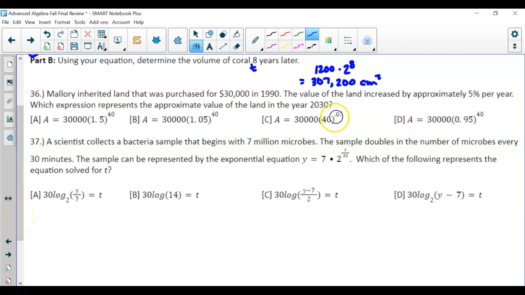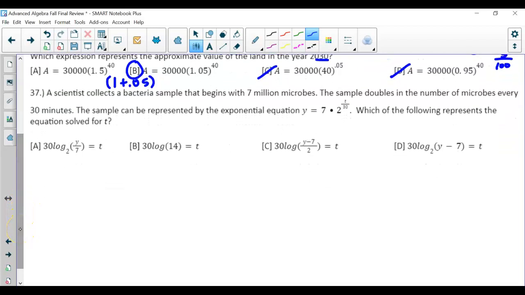So now here in 36, we're looking again to see how we would set this up. Here I've got our value of land is increasing, so this is growth. So I can cross out D because my base is less than 1. Now we have to keep in mind that our time in years is 40, so our exponent should be 40. So I'm going to cross out C because they have it flipped. Now remember, inside the parentheses it's always 1 plus your percentage. Well, 5%, 5 out of 100, is 0.05. That's why the answer is B.